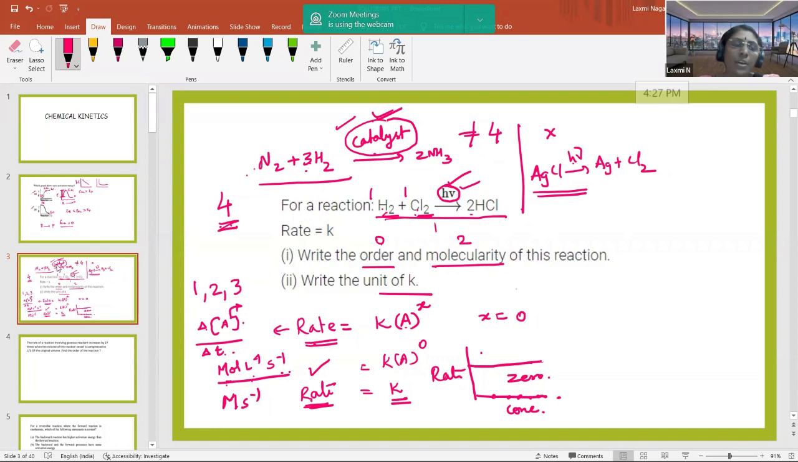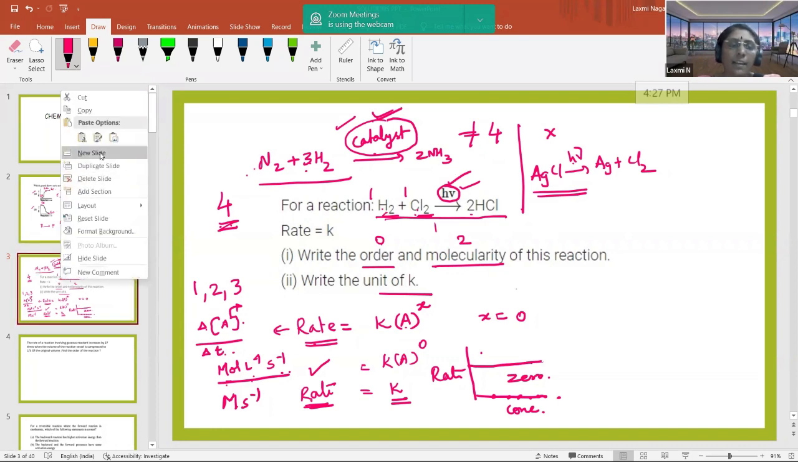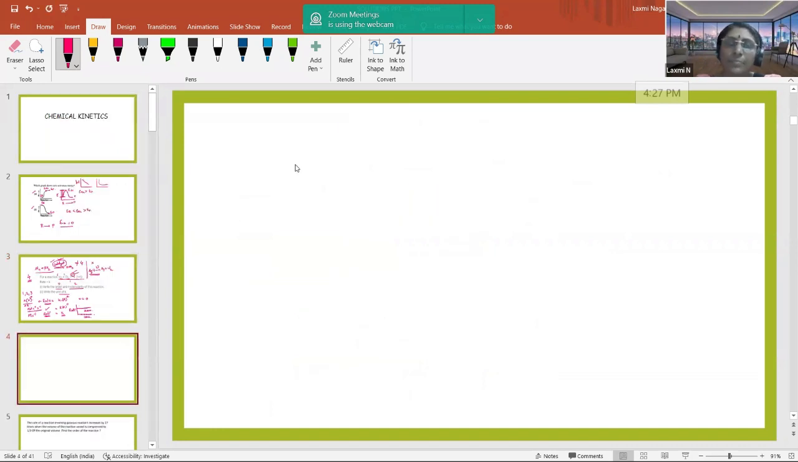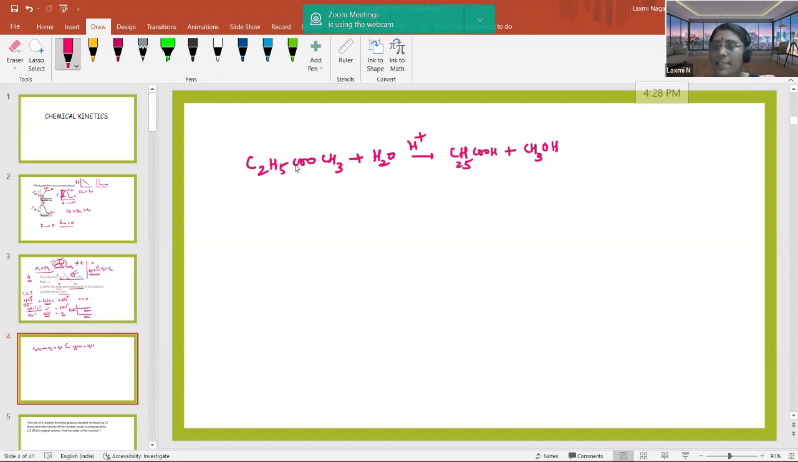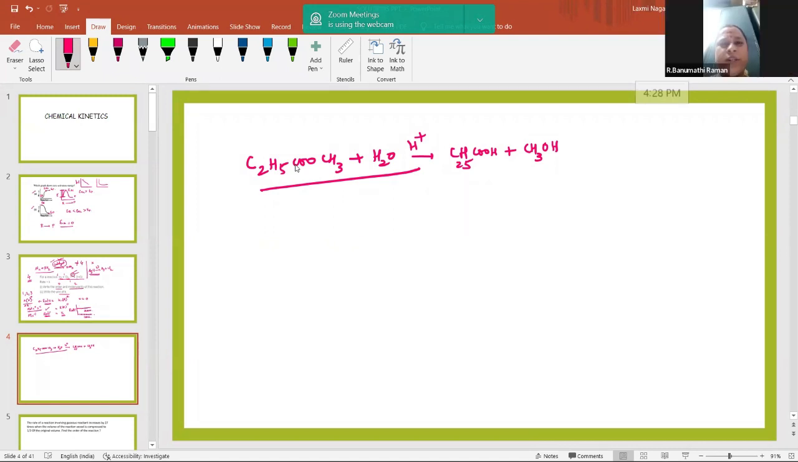Another question which we normally discuss is this question. The ester C2H5COOCH3 in the presence of water is giving C2H5COOH plus CH3OH. This is also catalyzed by an acid. So what is the peculiarity of this reaction? In what context do we take this example? Pseudo first order reaction.